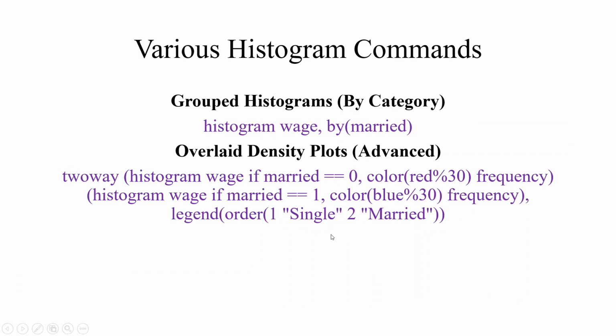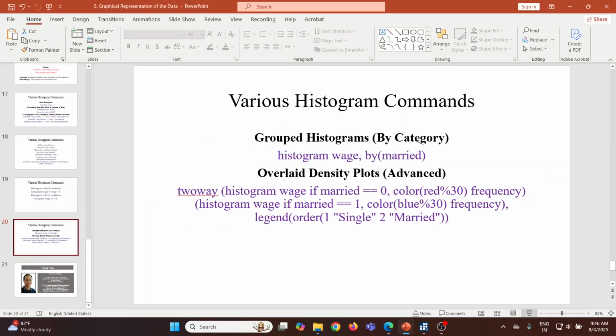The next command is grouped histogram. We want a separate histogram for the levels of the categorical data. Let's understand this concept. If I specify gender here, then I want a separate histogram for male and a separate histogram for female, right? And here I am specifying married. So let's run this.